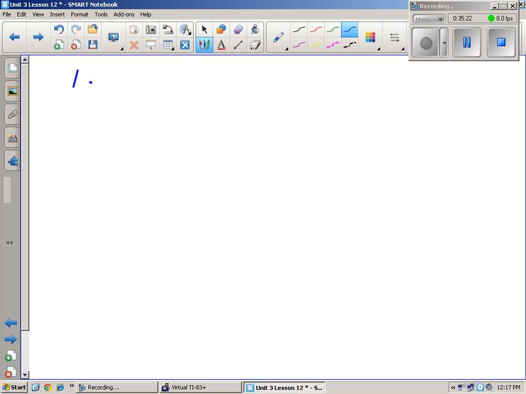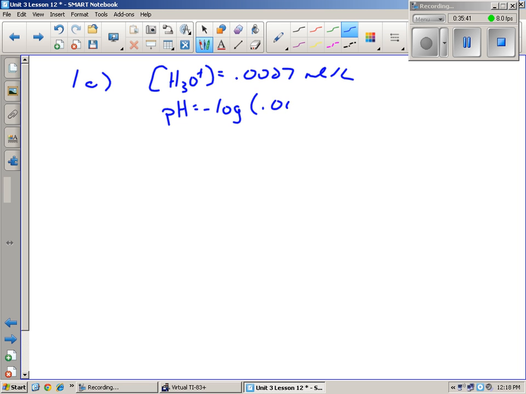1A. Okay. It says the hydronium ion concentration is 0.0027 moles per liter. Question 1 says find the pH. Well, okay. I don't even need to see a whole lot of work for this, guys. I need you guys to put this in on your calculator and come up with an answer. Okay. That's all you need to do. So you're going to type that in. You're going to get your answer. Done.